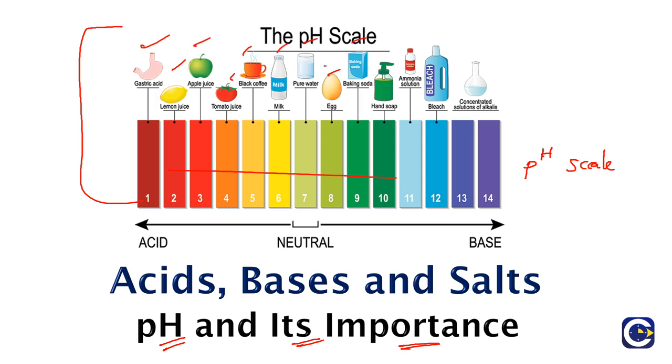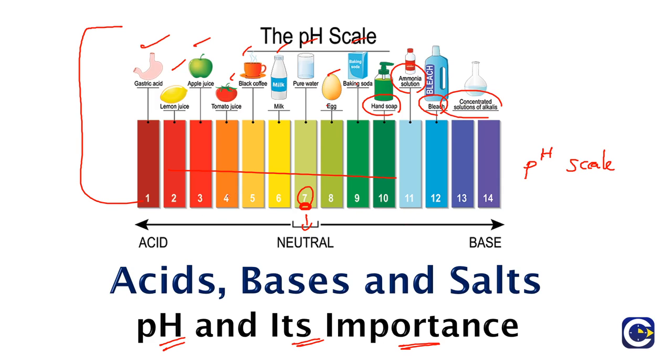We can see over here that the gastric juice, lemon juice, apple juice, tomato juice, black coffee, milk, all of them they have a pH value of less than 7. 7 we are marking it as a neutral. And we can see egg, baking soda, hand soap, ammonia solution, bleach, and concentrated alkali solutions, all of them they have a pH value of more than 7.